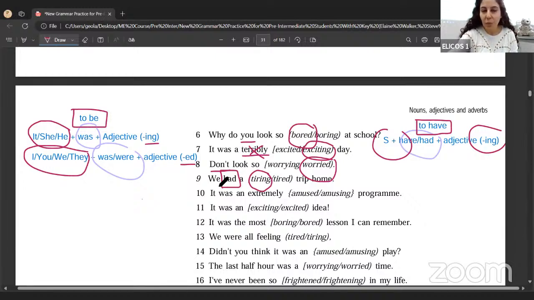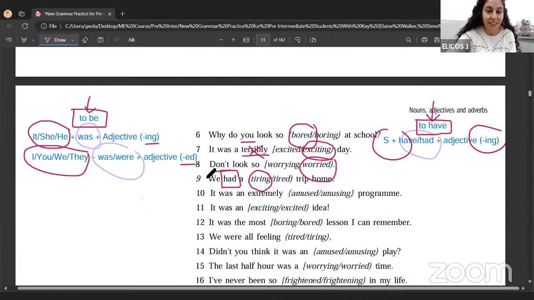Because you said here, we had a tiring trip. Because it's got the verb to have. But if I wanted to say was, I could say it was a tiring trip. So really, you could make the sentence work in both ways, but look at the verb. Do you want to use to be or do you want to use to have? Because here it works. It was a tiring trip is the same as saying we had a tiring trip.